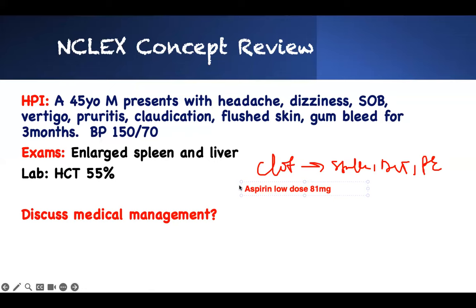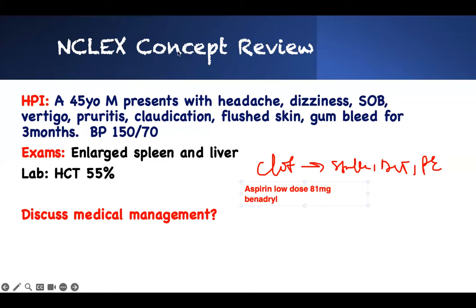Then the next one, I told you the itchy, right? Pruritus, right? It's because of the bilirubin that is being broken down. So we give them some Benadryl, right? That will help with that, right?